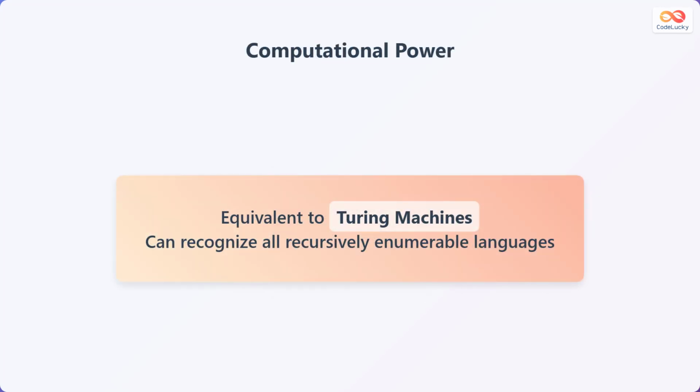The computational power of unrestricted grammars is equivalent to that of Turing machines. This means that any language that can be recognized by a Turing machine can be generated by an unrestricted grammar, and vice versa. Unrestricted grammars can recognize all recursively enumerable languages.